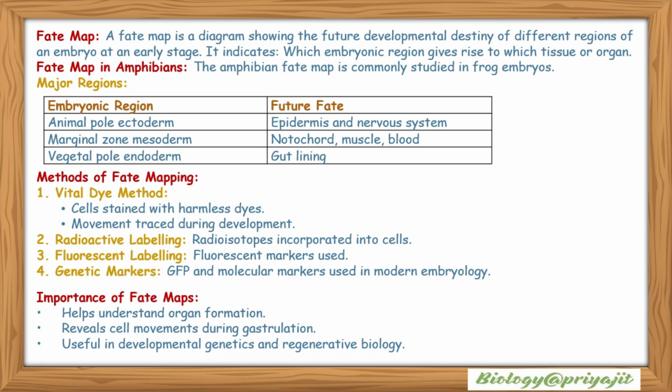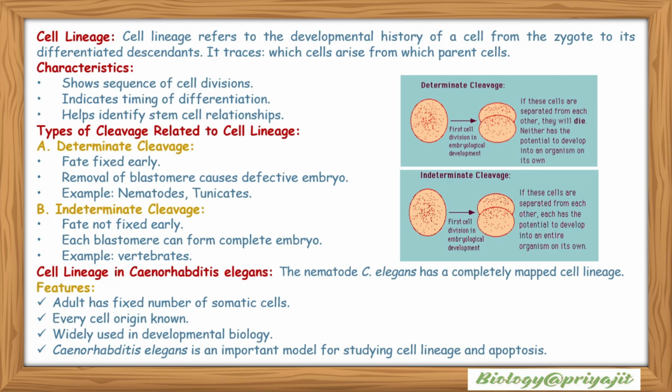Methods of fate mapping: vital dye method, cells stained with harmless dyes, and movement traced during development. Radioactive labeling, radioisotopes incorporated into cells. Fluorescent labeling, fluorescent markers are used. Genetic markers, GFP and molecular markers used in modern embryology. Importance of fate maps: helps understand organ formation, reveals cell movement during gastrulation, and is useful in developmental genetics and regenerative biology.